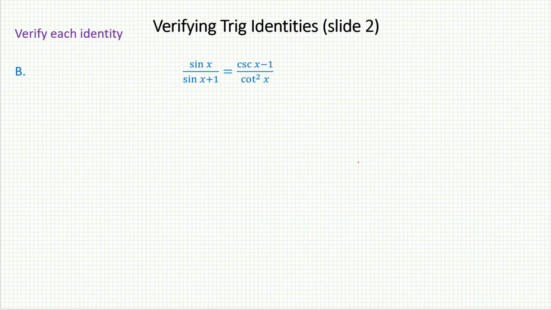Verifying trig identities, example B. So let's take a look at this one. Where should we go ahead and get started? There are often several different ways you can start. One way here might be to change everybody to sine and cosine.